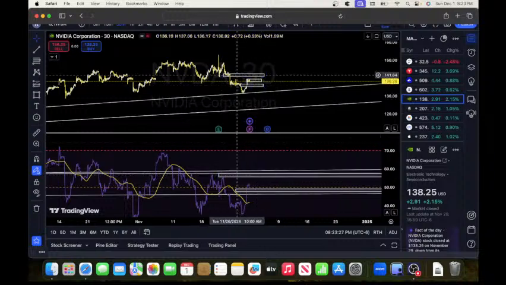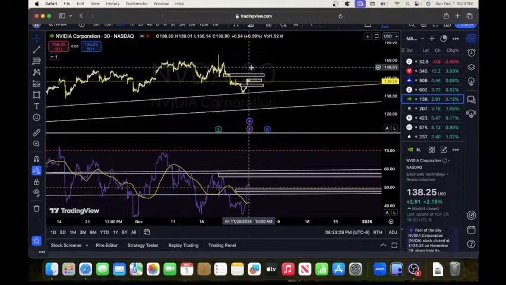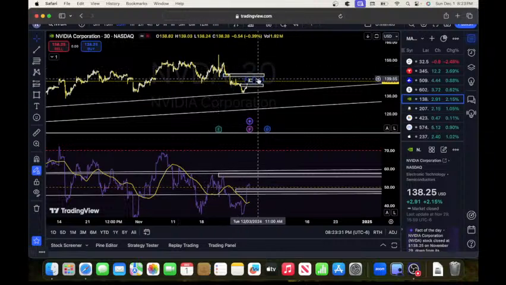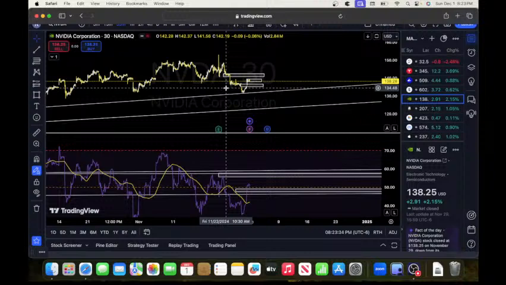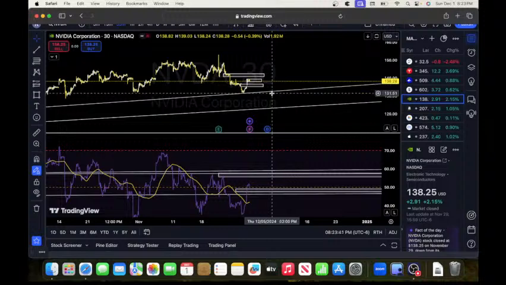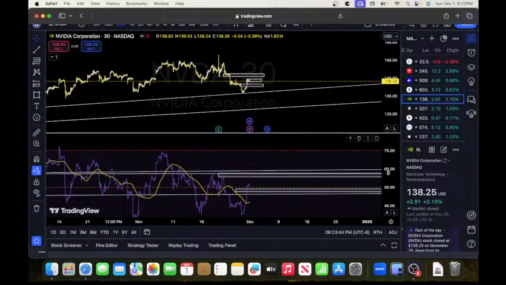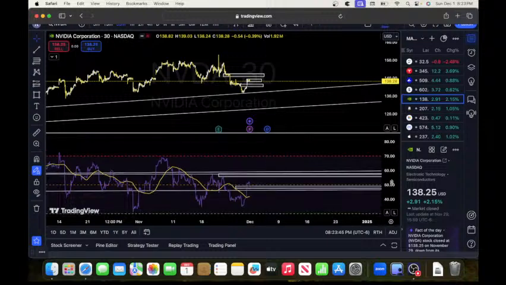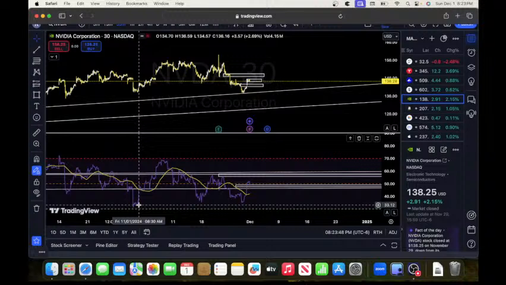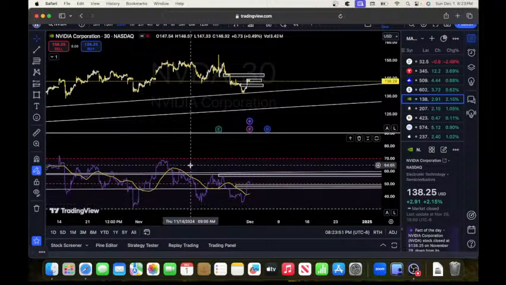But what we're seeing is a consolidated movement sideways. And when you see that sideways movement, that's how everything pretty much tells you a story before it happens. So this is how you utilize the RSI to your advantage.